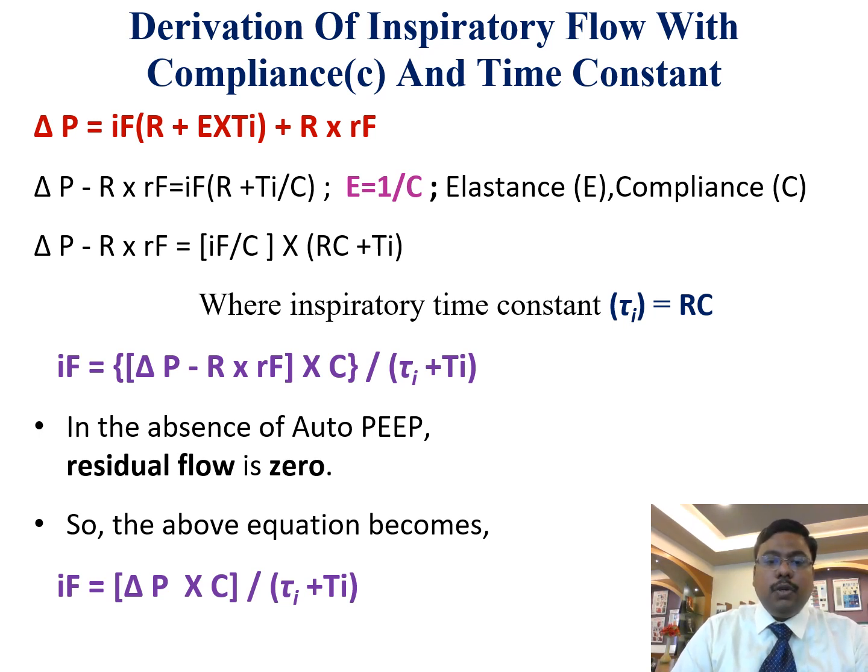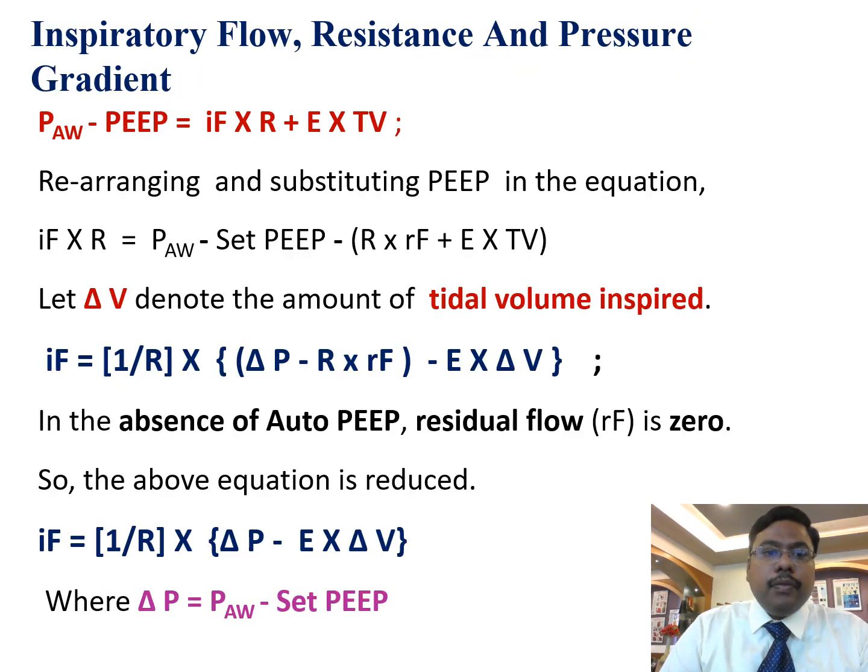So in the absence of auto PEEP, residual flow is 0. So the equation becomes inspiratory flow is equal to delta P into compliance, entire thing divided by inspiratory time constant plus inspiratory time. So inspiratory flow, resistance and pressure gradient.